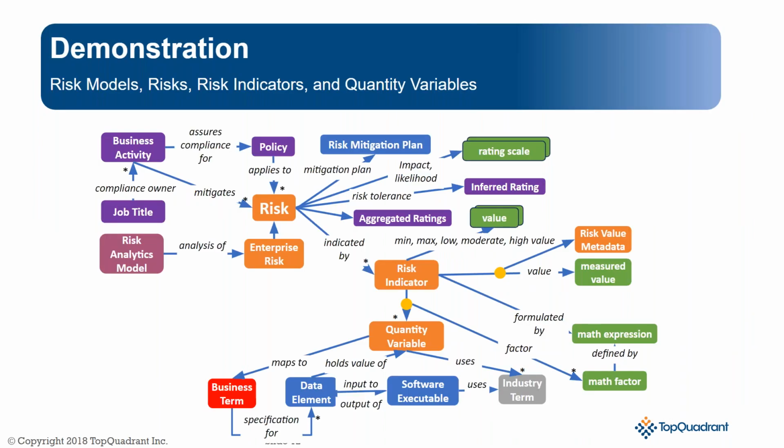So with that, I'm going to pass it back over to Ralph, and then we're going to go into a deeper dive of what it means to be a risk indicator and quantity variables and how they map to all of those different types of elements like the policy, right down to the data element that stores the data that we can actually calculate the quantity variable. And so with that, I will pass it back over to Ralph.